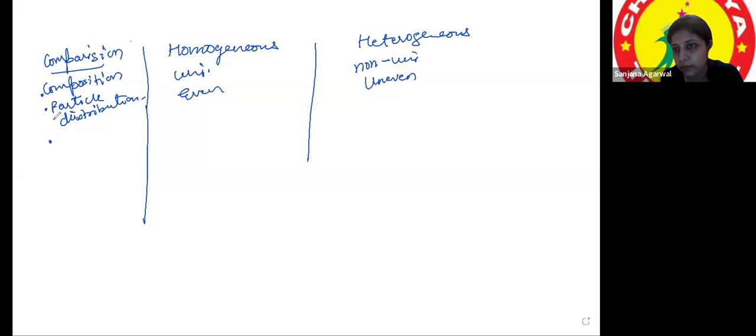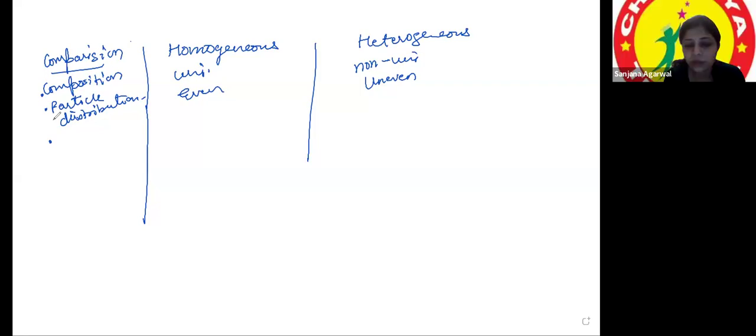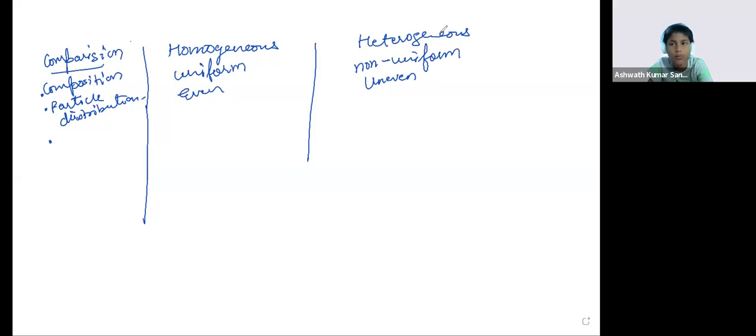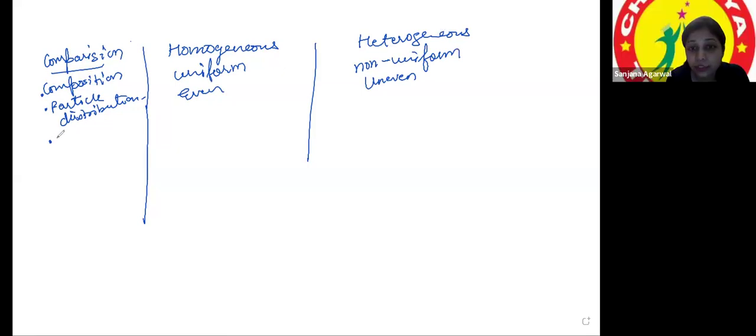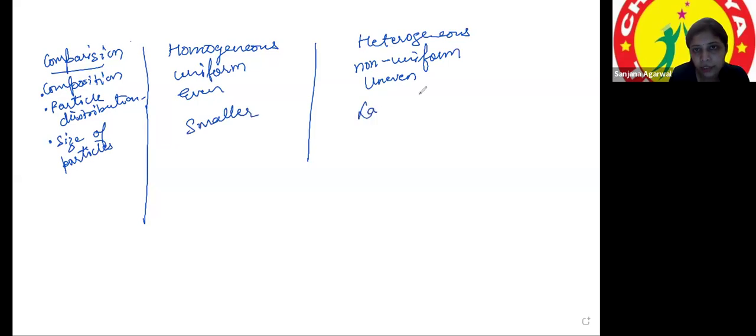Got it? Ma'am, I'm asking what does it mean, unique? Oh dear, that is uniform. Haven't you written uniform? Same. Is it clear now? Yes. Next is size of particles. Just give me a minute. In size of particles, write smaller, and heterogeneous is larger.